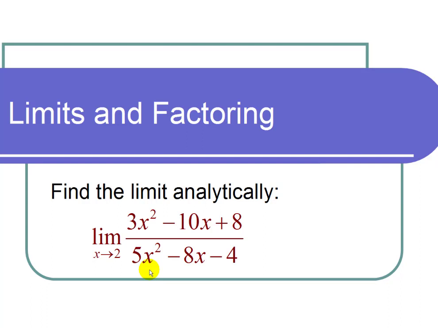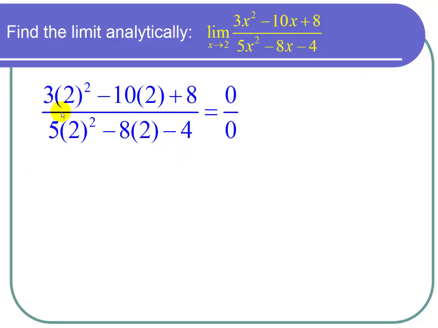Our first step always in finding a limit is to plug in. So if we plug in 2, I get 3 times 2 squared minus 10 times 2 plus 8 divided by 5 times 2 squared minus 8 times 2 minus 4. And when I do the arithmetic, I get 0 over 0. If we didn't get 0 over 0, then we would just say that's our limit. But because we have 0 over 0, we need to do some algebra.